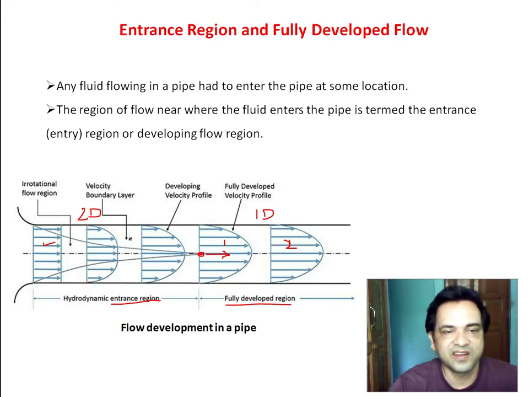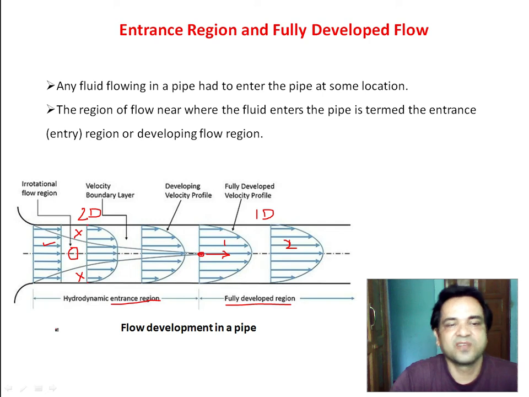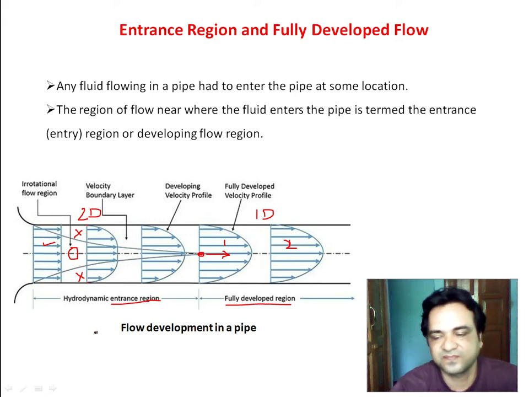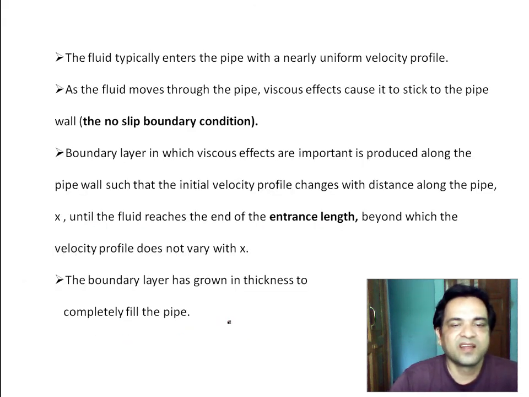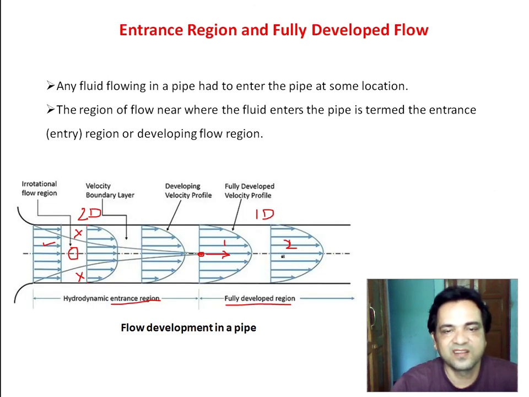Inside this boundary layer the viscous effect is very important, and outside the boundary layer, this region is outside the boundary layer and these regions are inside the boundary layer. Inside the boundary layer, the viscous effects are very important. If the viscous effects are very important, they will try to modify the velocity profile. And outside the boundary layer, like this circular region, the viscous effects are not important. The boundary layer has grown in thickness to completely fill the pipe up to this point, and after this point the flow becomes fully developed.